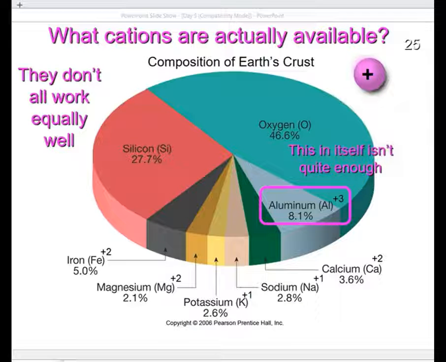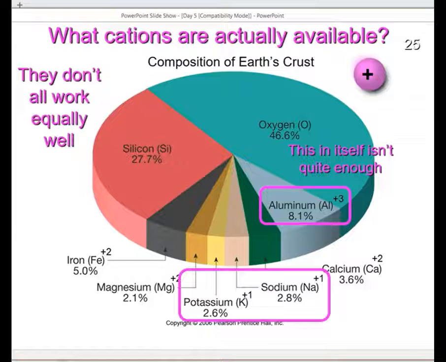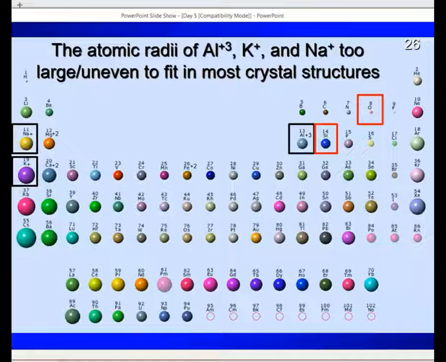Okay, so if you look, for example, at aluminum. Aluminum has a plus 3 charge, which seems pretty cool. You're almost there to getting the plus 4 that you want, but it's not quite enough. Now, there's potassium and there's sodium. They have a plus 1 charge. So if we have one aluminum and one potassium, or one aluminum and one sodium, that would give us the plus 4 charge that we would need.